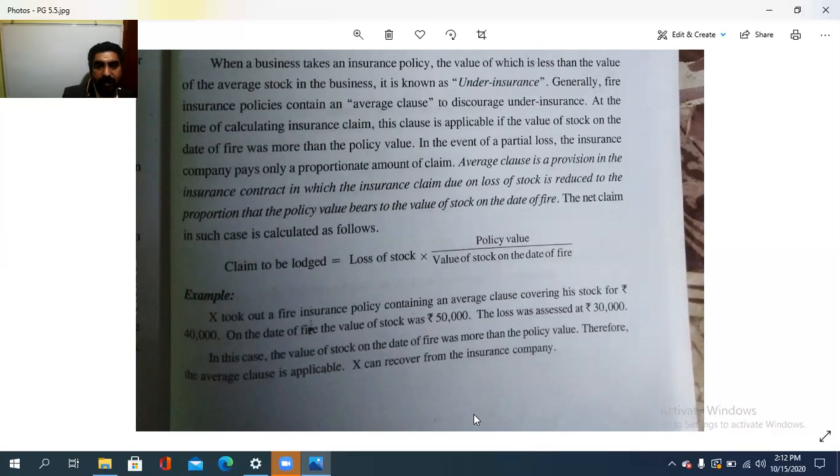That the policy value should bear to the value of the stock on the date of the fire. So the claim to be lodged under the average clause is equal to loss of stock into policy value divided by value of stock on the date of the fire.